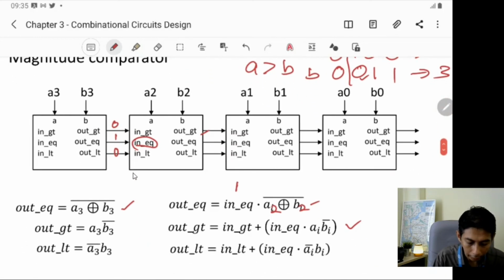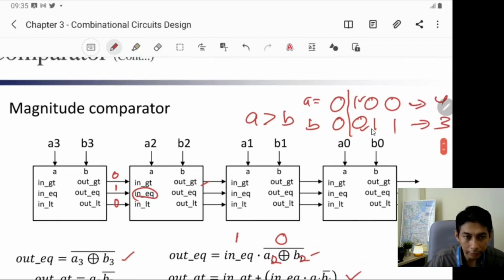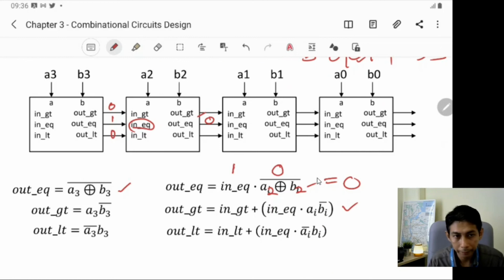What is the output here for this gate? Should be 0, right? XNOR. Remember, if the numbers are different, 1 and 0, we should have 0, and the output here should be 0. Now the numbers are not equal anymore, because out equal here is equal to 0. The numbers are not equal.